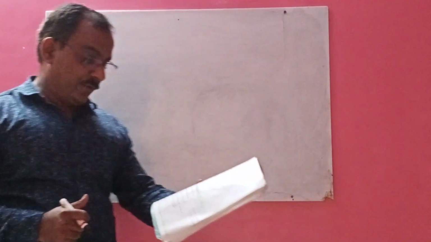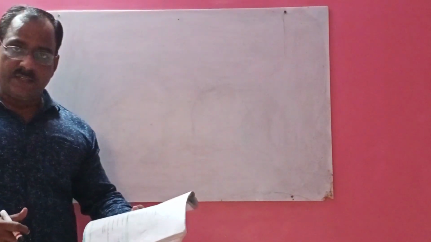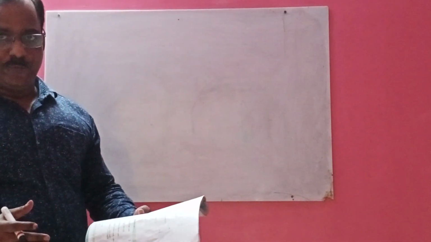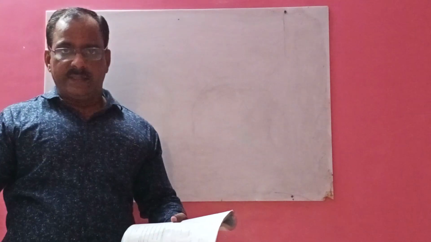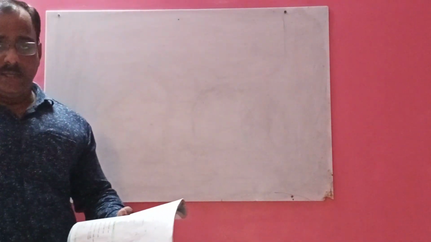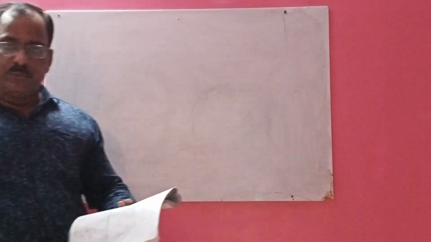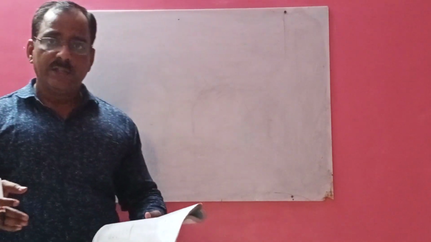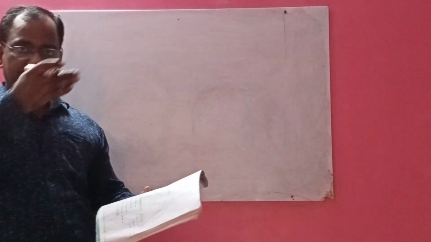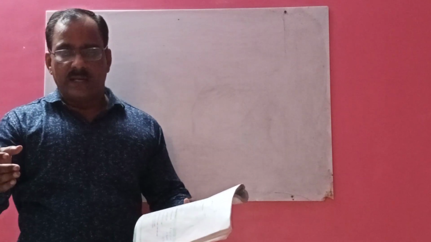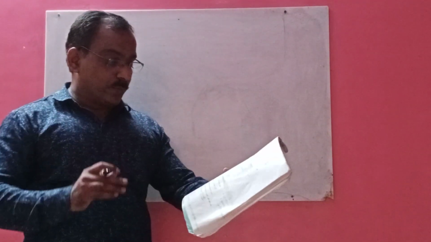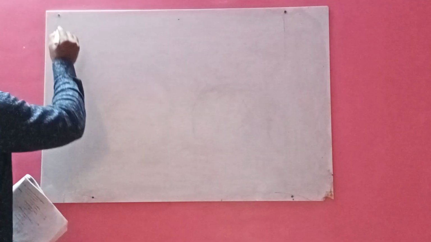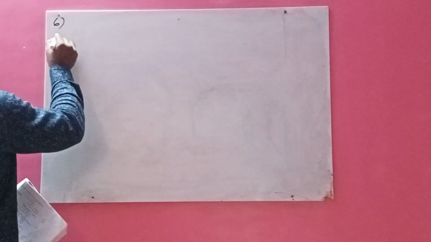So children, now we will do question number 6. Here you have to prove that left hand side and right hand side are equal. Again we are going to use the trigonometric identities to prove these equations, that is, LHS and RHS are equal. So just see question number 6, first sum.